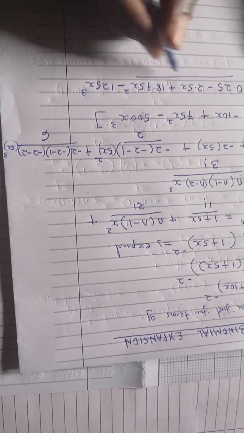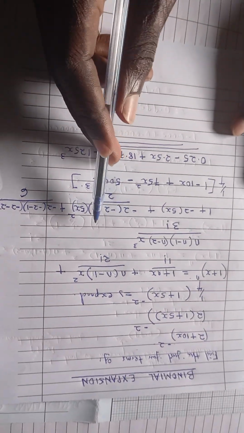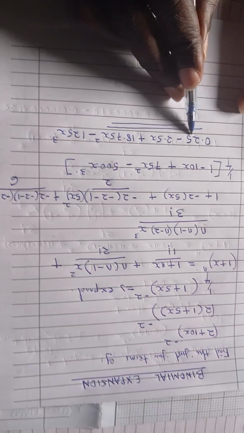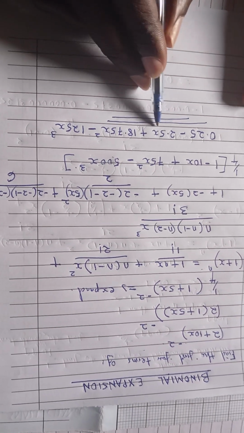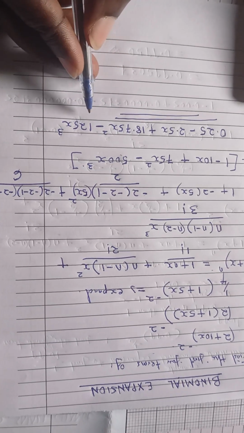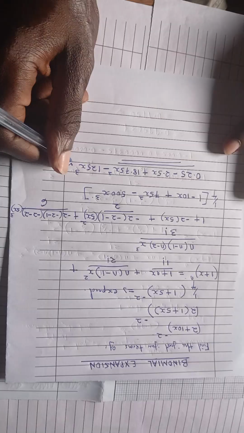So this one will be your final result when you are told to find the first 4 terms of a certain expression. So we'll have 0.25 minus 2.5x plus 18.75x squared minus 125x cubed. This one will be the final answer.